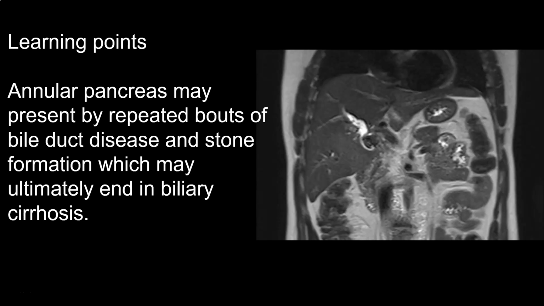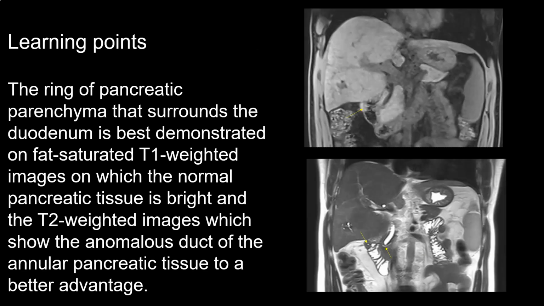The learning points are the annular pancreas may present by repeated bouts of bile duct disease and stone formation, which may ultimately end in biliary cirrhosis. Therefore, recognition of this disease is important before the permanent changes happen. The ring of pancreatic parenchyma that surrounds the duodenum is best demonstrated on fat-saturated T1 weighted images, on which the normal pancreatic tissue is bright, and on the T2 weighted images, which show the anomalous duct of the annular pancreatic tissue to a better advantage.